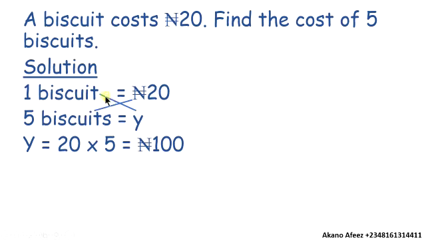I like to multiply the one with the letter first. So 1 times y, that is y, equals 5 times 20, that is 100. So our y equals 100 naira. That means 5 biscuits cost 100 naira.